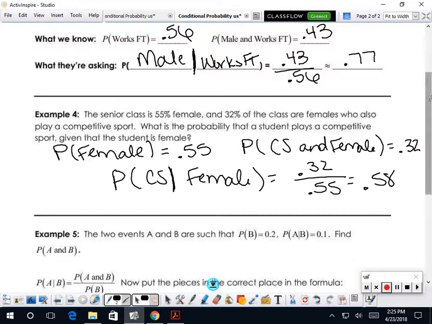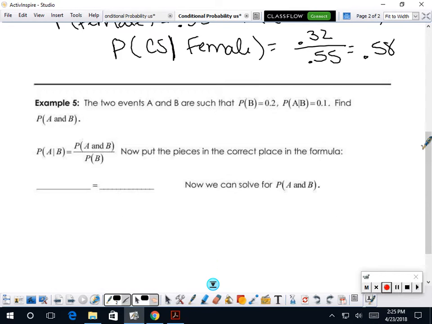Okay? So, looking now at example 5. It says the two events, A and B, are such that the probability of B equals 0.2. The probability of A given B equals 0.1. Find the probability of A and B. Okay, so using our formula, the probability of A given B equals the probability of A and B divided by the probability of B. We're going to plug in the information we do have. So the probability of A given B is 0.1.